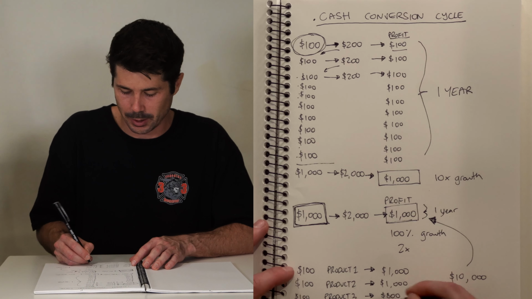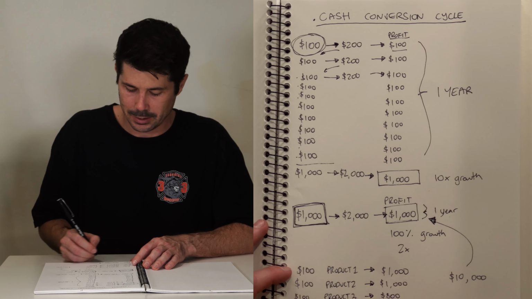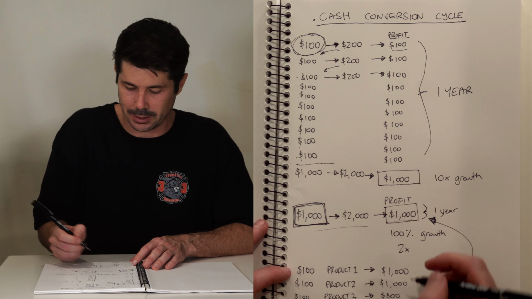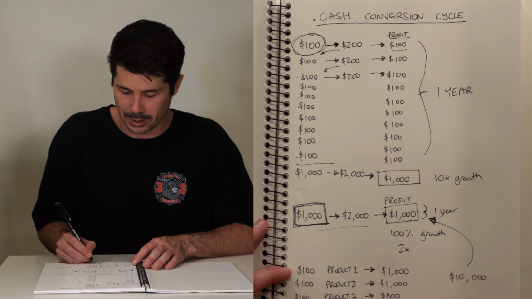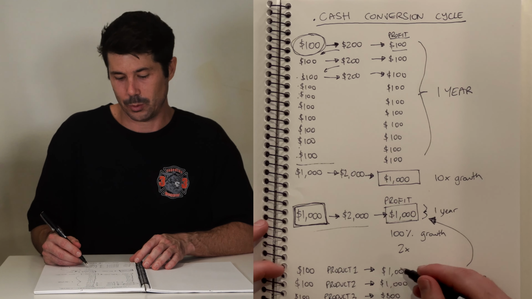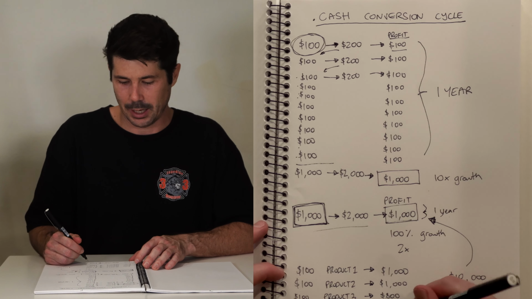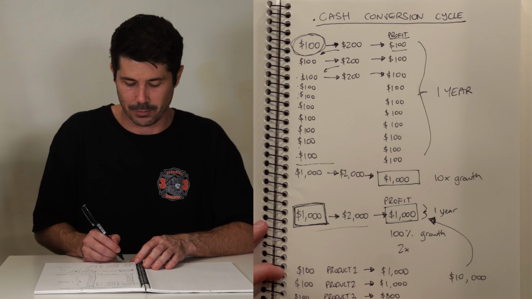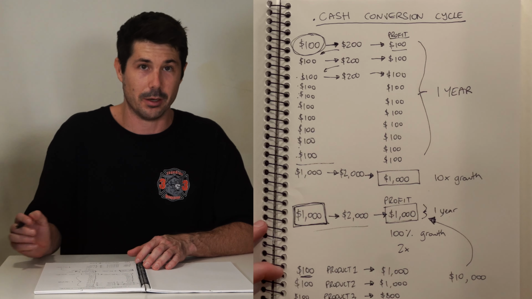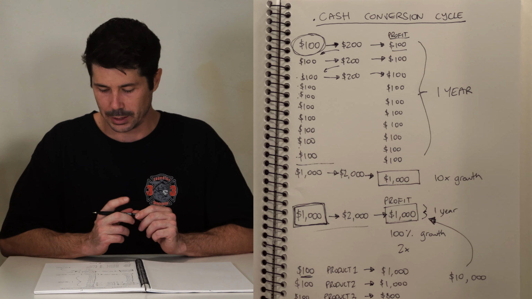So let's say this one only generates 800 all the way down here. This one ends up in basically this situation where we just 2x our money over the course of a year. So you'll have some products that work well, and you'll have some products that don't work as well and kind of take longer cycles, even if you're spending the same amount of money in inventory. And so that's where managing your inventory gets really important.